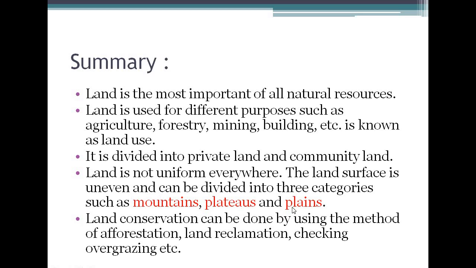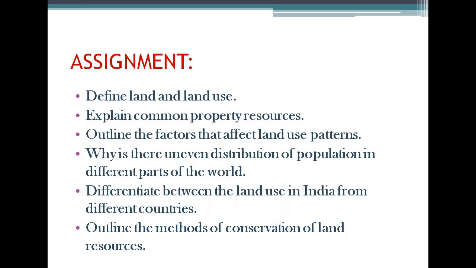Land is not uniform everywhere. The land surface is uneven and can be divided into three categories such as mountains, plateaus, and plains. Land conservation can be done by using the methods of afforestation, land reclamation, checking overgrazing, etc. So this much we have done in this video lesson.